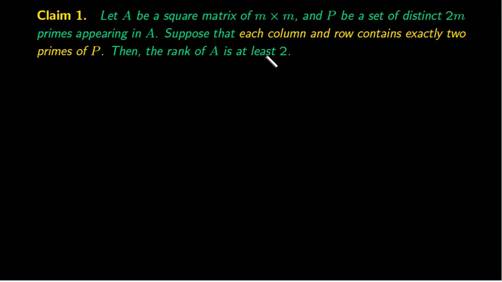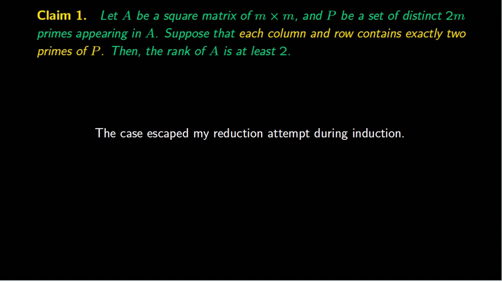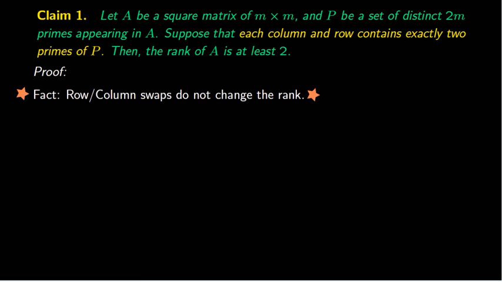And this is the condition: each column and row contains exactly 2 distinct primes of P, just like the picture I showed you. Then I just take this separate special case and show the rank has to be at least 2. So let's take care of this case first. And this is exactly the case that attempted my induction reduction process in my mathematical induction. Alright, this was a fun part.